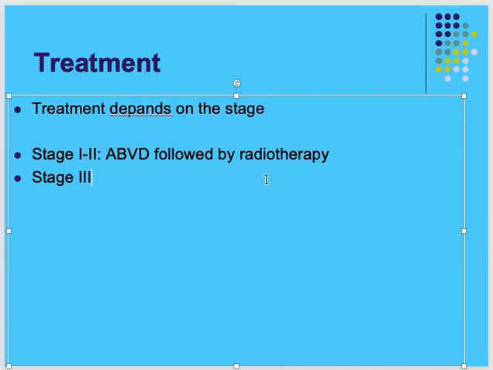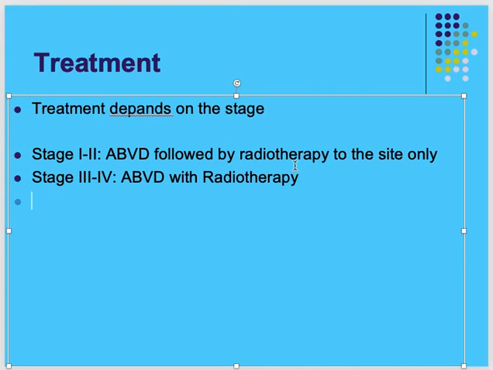Anyone who is at stage 3 to stage 4, again we give them adriamycin, bleomycin, vinblastine, and dacarbazine. In the early stages we give radiotherapy to the site only, but in the advanced stages this is ABVD with a more extensive type of radiotherapy.